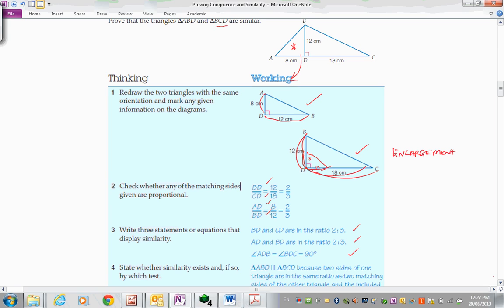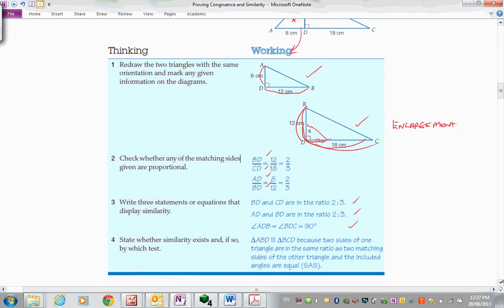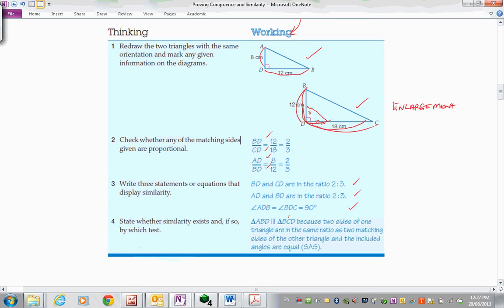Okay, so therefore we can put an explanation. The two triangles are similar using this symbol, and not everybody uses that, so you can just write the word similar, because two sides of one are in the same ratio and the included angles are equal. So it's like an SAS one for similar triangles.